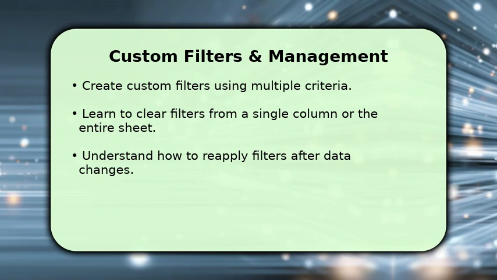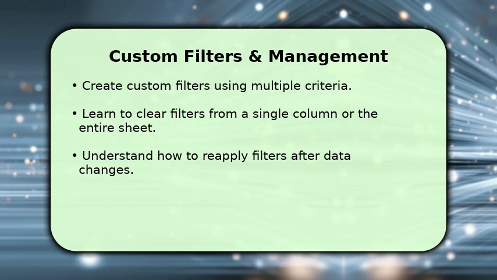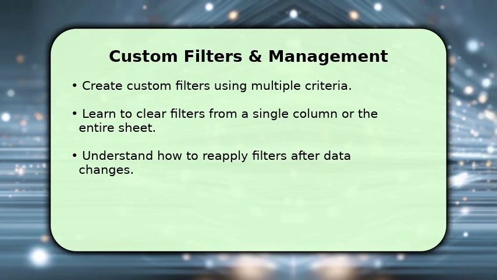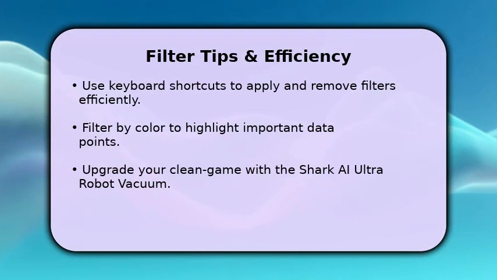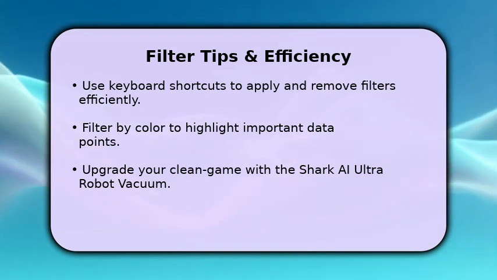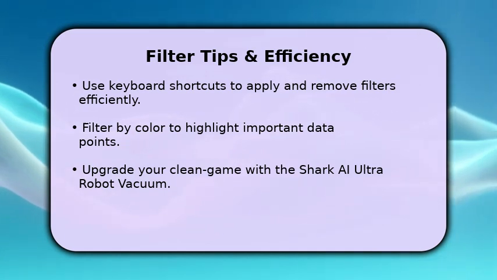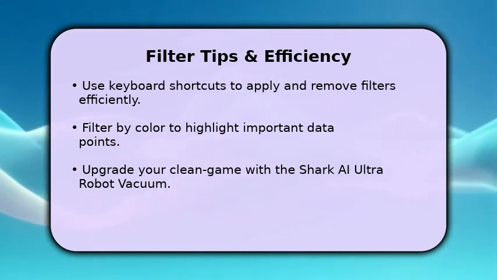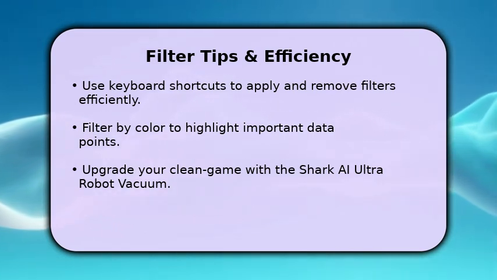To remove a filter from a single column, click its drop-down arrow and select Clear Filter. To clear all filters from your sheet, go to the Data tab and click Clear. Remember to reapply filters if your data changes. For maximum efficiency, use keyboard shortcuts like Ctrl plus Shift plus L to quickly toggle filters on and off. You can also filter by color if your data is formatted with different cell or font colors, which is great for visual organization. This allows you to quickly isolate highlighted information.